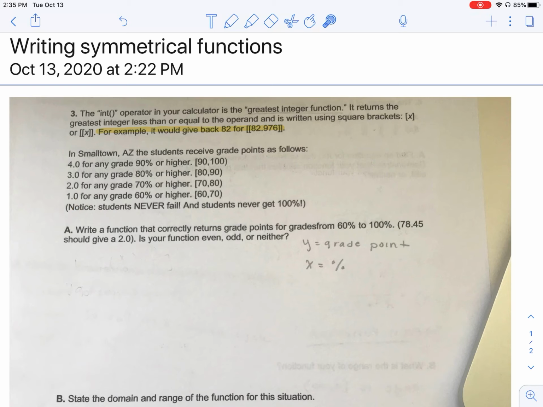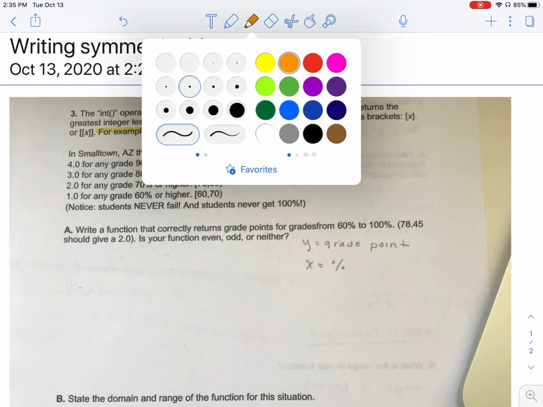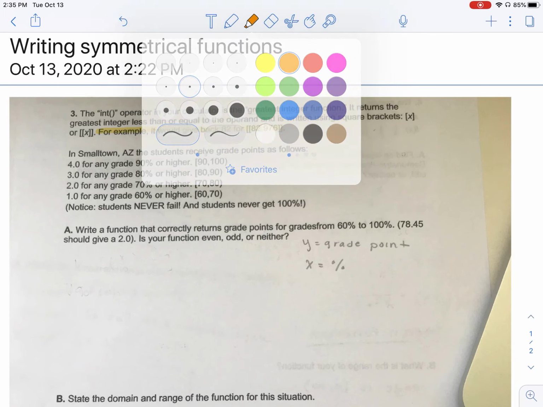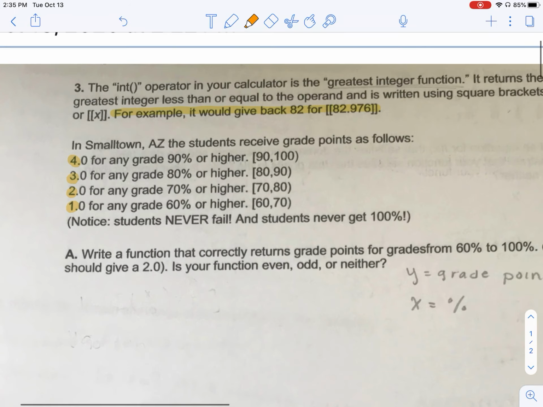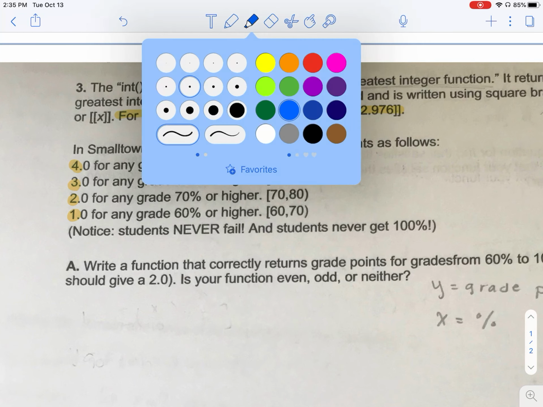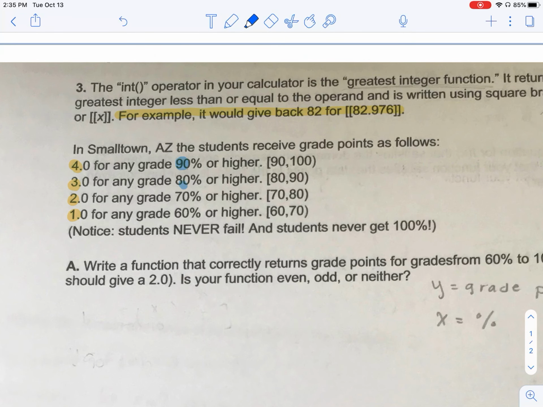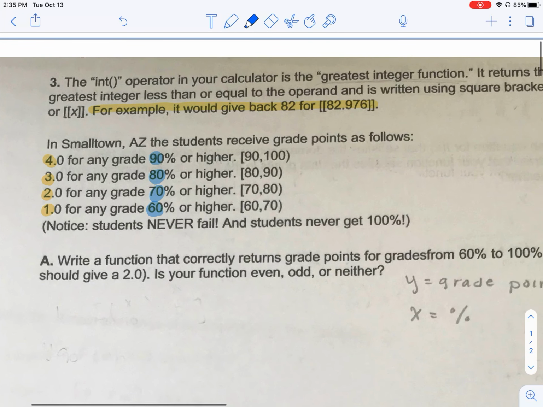You'll notice that there's no such thing as you getting a 3.3 in one class, because a class will only give you a 4, a 3, a 2, or a 1. That's why we need to use the greatest integer function. It'll round down to the nearest integer. So here are the key numbers: 4, 3, 2, 1. Those are some key numbers that we're going to look at. And we have 90, 80, 70, 60 that we're going to look at.